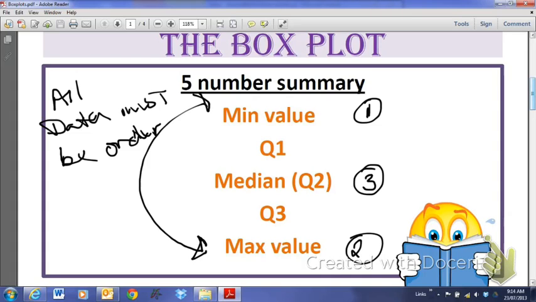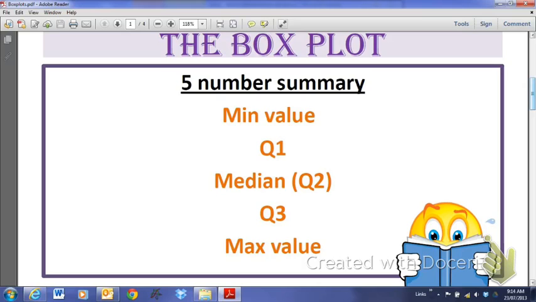What is it going to find? Q1. Okay. Could we find Q3? And the last thing you find is Q3. Good to see you paying attention. Okay, once you've found them.